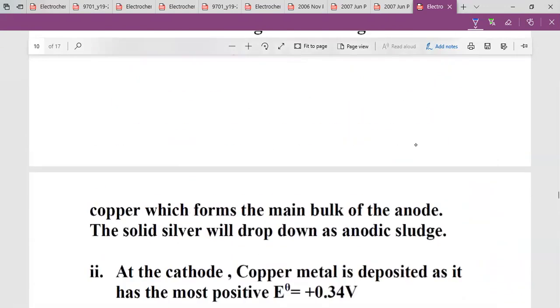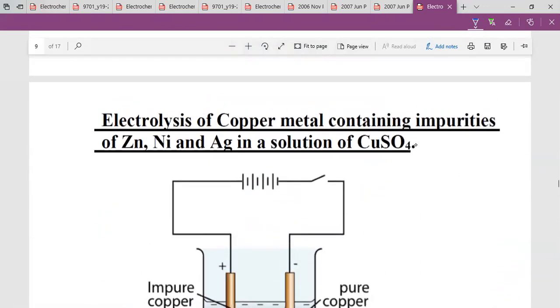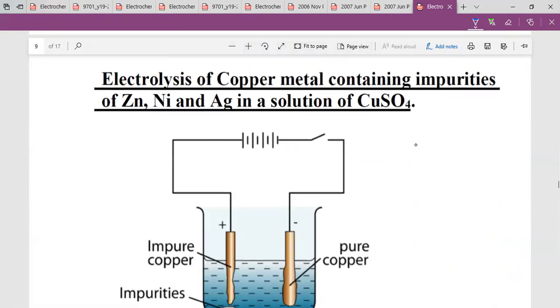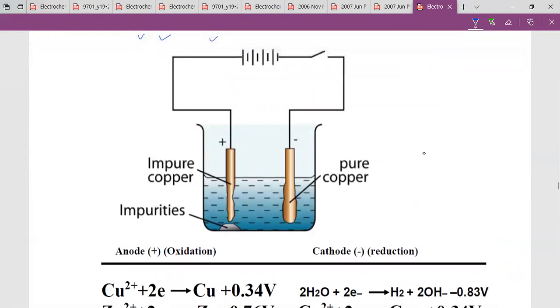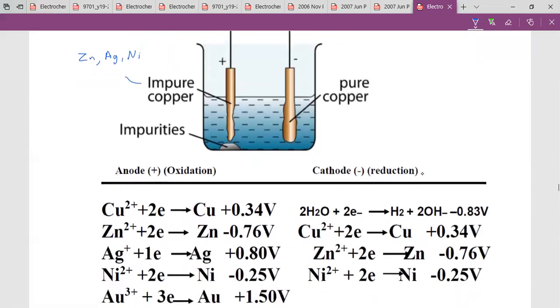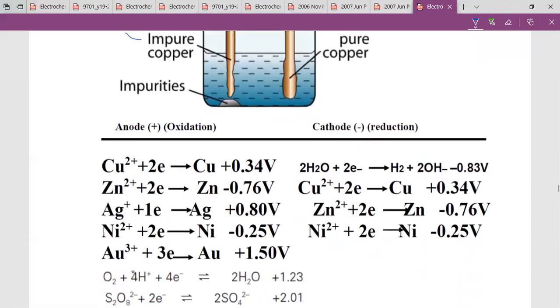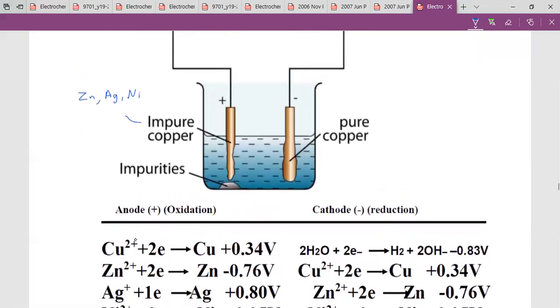Now I will explain what actually happens here in theory form. Here I have electrolysis of copper metal containing impurities of zinc, nickel, and silver. I want to purify copper, so I have impure copper here. Remember, the impure copper contains zinc, silver, and nickel, and other things I don't care about. I put the metals here because it's important, since sometimes it can contain gold as well. Let's say I put gold here as well.